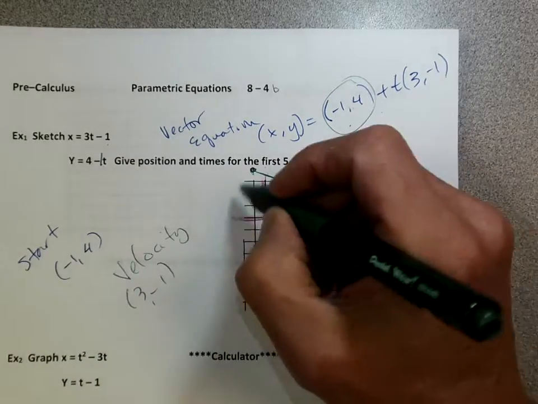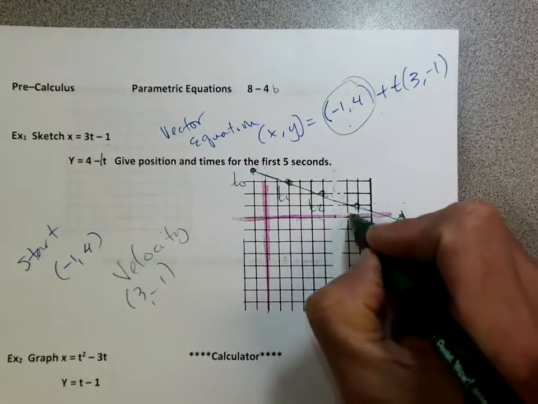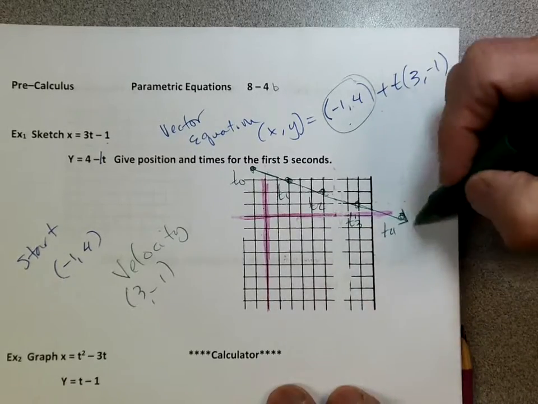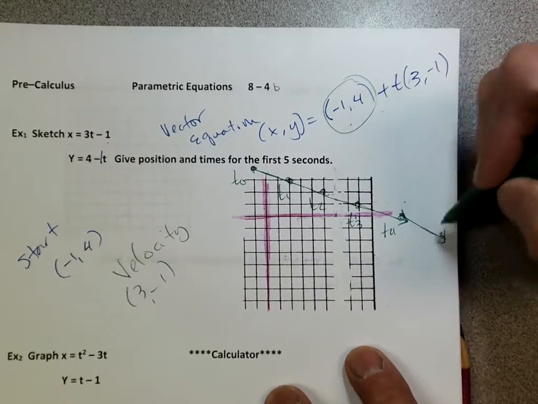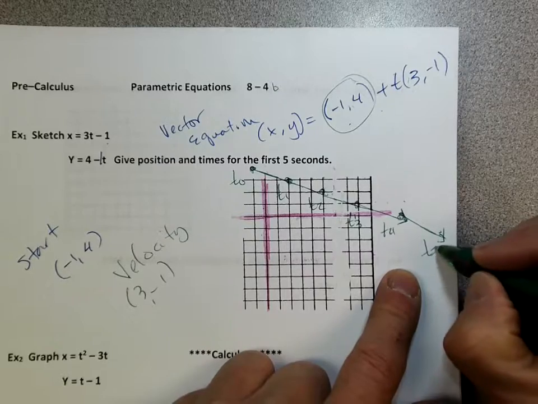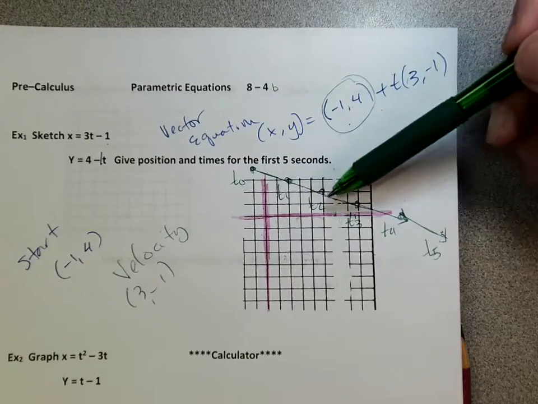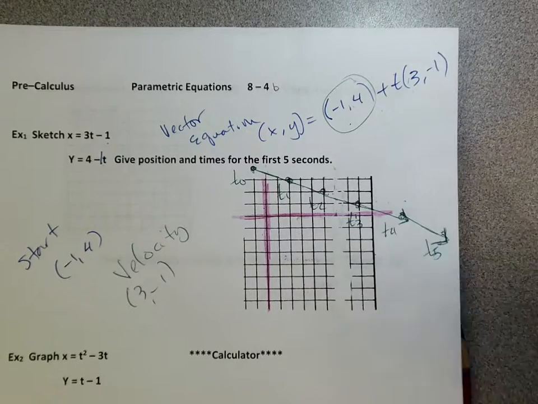So I like to put in the time, t0, t1, t2, t3, t4. We need the first 5 seconds, so I'm going to do one more. I'm going to go over 1, 2, 3, and down 1. So here's my first 5 seconds, t equals t5. If I ask for the first 5 seconds, I've got t0, t1, t2, t3, t4, t5. And I like to put the arrows in because it shows the direction it's moving. That's it for number 1. It's not that hard, right?